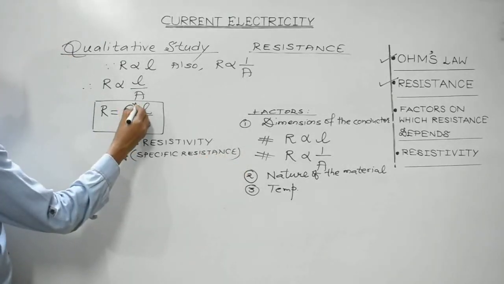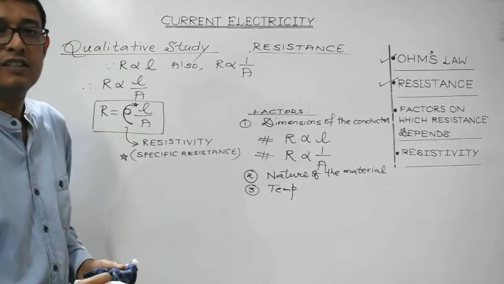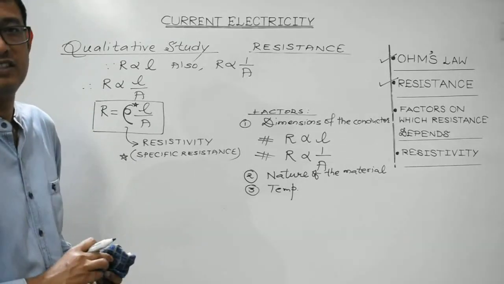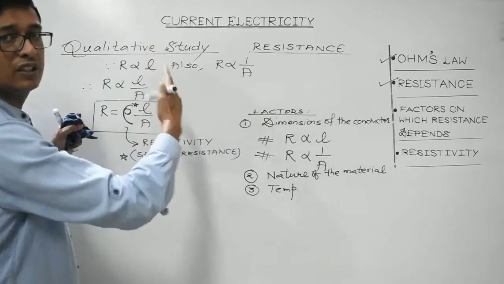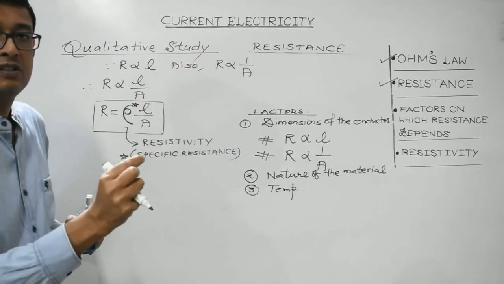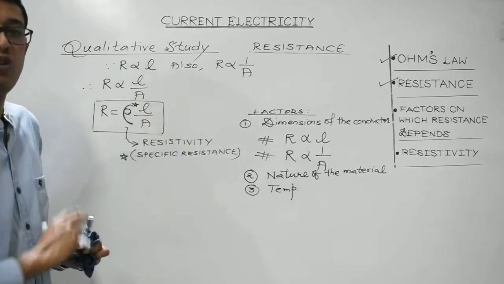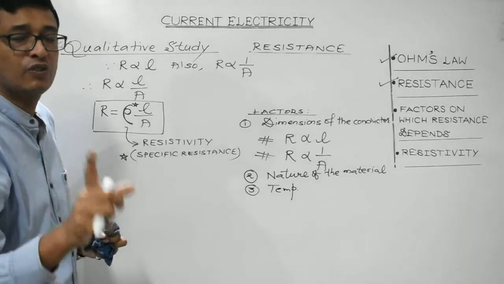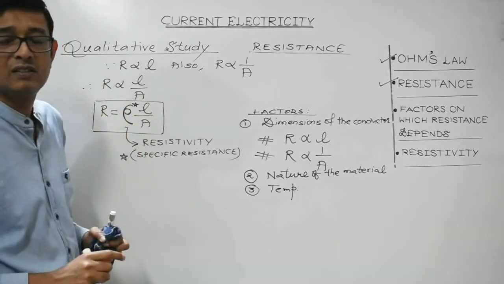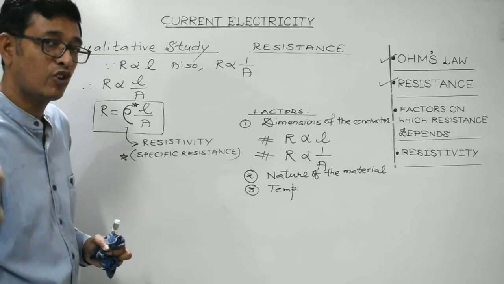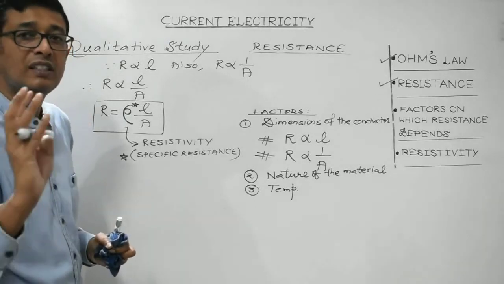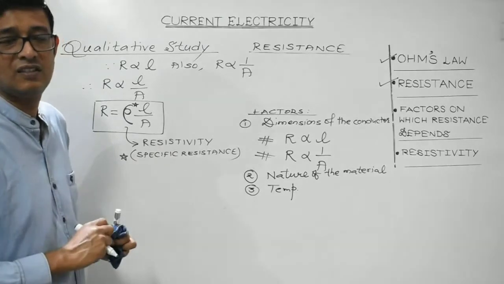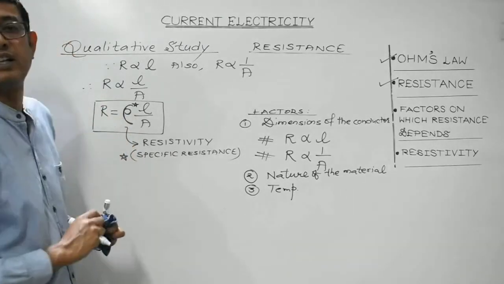This quantity depends only and only upon the nature of the material of the conductor and is independent of the dimensions of the conductor. Whether you cut a conductor into several pieces, each piece will have the same resistivity as that of the original one. So always do remember, students, resistivity does not depend upon the dimensions of the conductor. It only depends on two factors: the nature of the material of the conductor and the temperature. With the increase in temperature, the resistivity or specific resistance also increases.